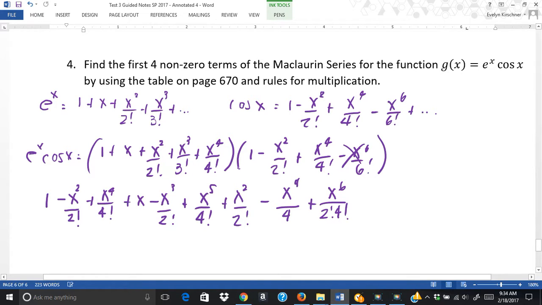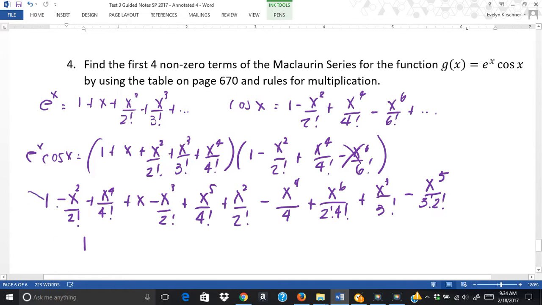And let's try one more: x cubed over 3 factorial minus x to the 5th over 3 factorial times 2 factorial. Let's see if we have enough for 4 terms.